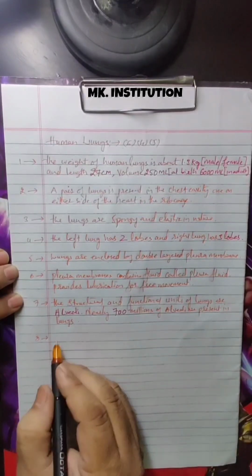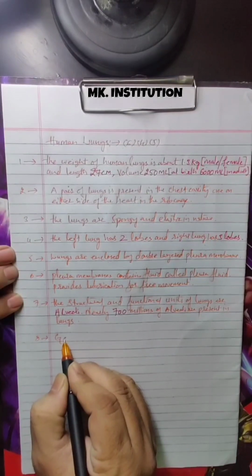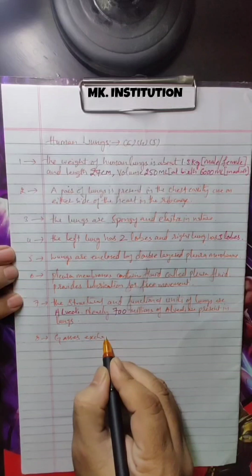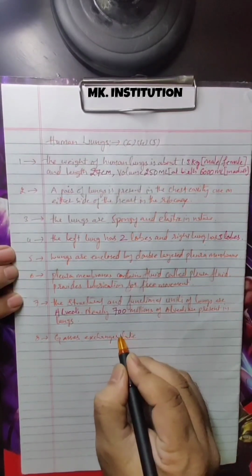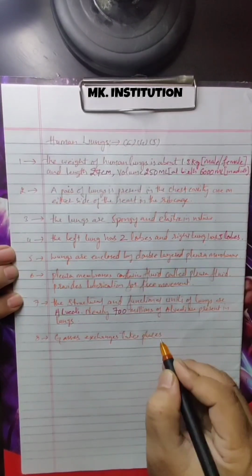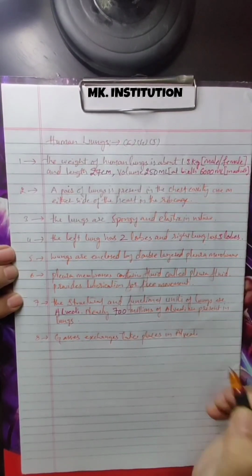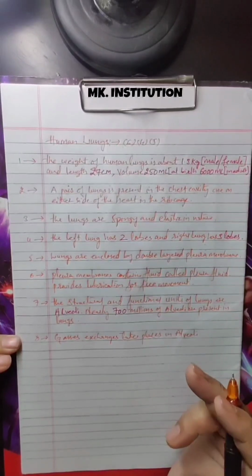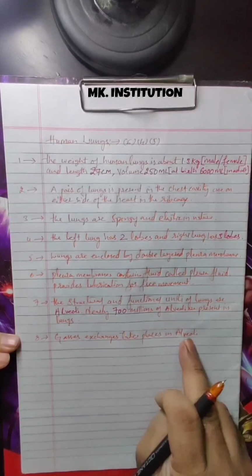Now what happens in alveoli? In alveoli, gas exchange takes place: removing carbon dioxide and absorbing oxygen. This process, otherwise said to be the oxygenation process, takes place in alveoli.